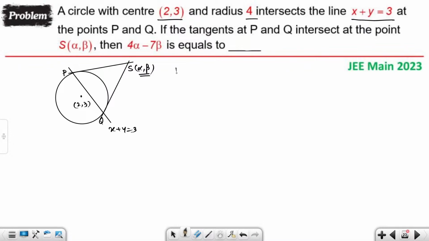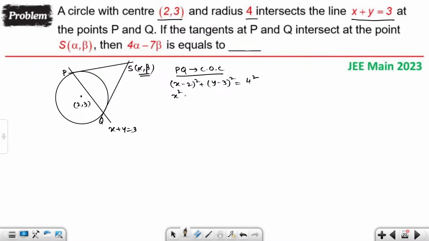What is your PQ? PQ is basically the chord of contact. Now I will try to find out the chord of contact in a different way. How? We know that this point outside the circle is alpha comma beta. So if we know the point outside the circle, we can easily find out the equation of PQ, which is the chord of contact, provided we know the equation of the circle. What is the equation of the circle? We know its center, we know its radius. So simply use the center radius form to find out its equation.